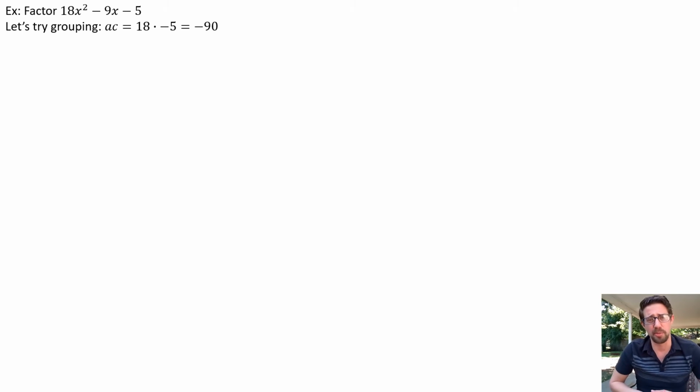Okay, I guess we're doing grouping. 18 times negative 5 is negative 90. And this is what I mean. 90 has a lot of factors. So you need to just sit here and go, okay, I need 2 factors of negative 90 that sum to negative 9, which remember what that means. When it's negative, I need 2 factors of 90 that are 9 apart. So now it's kind of like guessing.